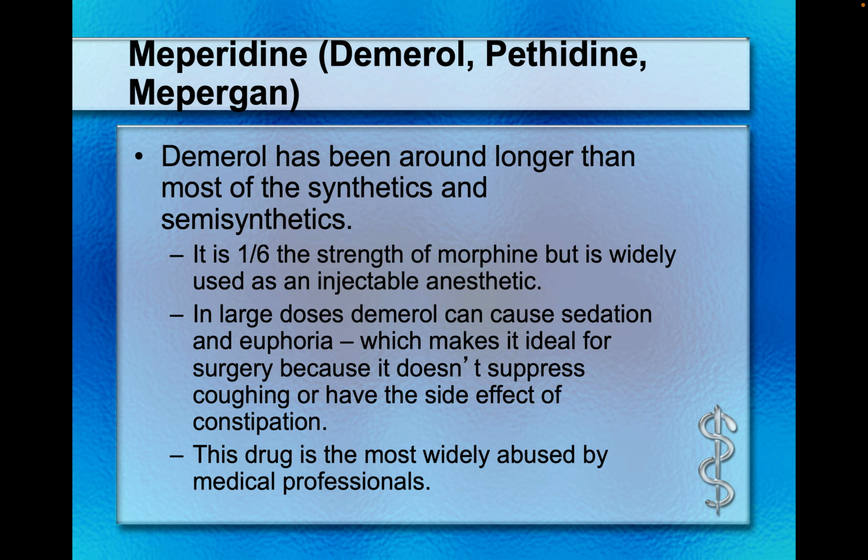Meperidine, Demerol, Pethidine, Mepergan. Demerol has been around longer than most of the synthetics and semi-synthetics. It is 1/6 the strength of morphine, but is widely used as an injectable anesthetic. In large doses, Demerol can cause sedation and euphoria, which makes it ideal for surgery because it doesn't suppress coughing or have the side effect of constipation. This drug is the most widely abused by medical professionals.